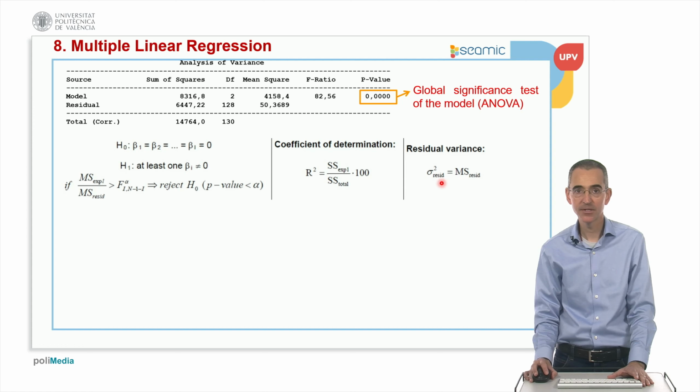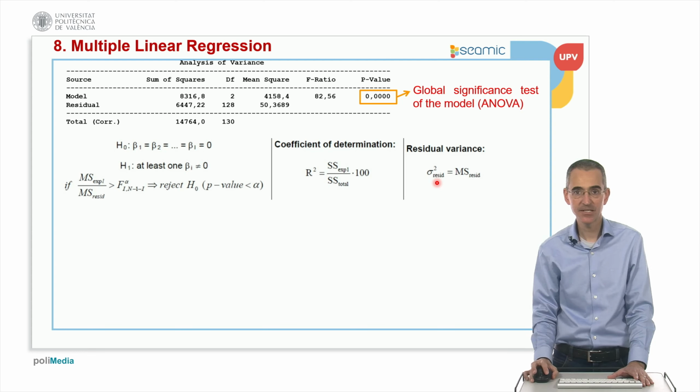Also important, the mean square of the residual, this value, is the estimated value of the variance of the residuals, which is important because in the exams sometimes this value is used, as I have also explained before. So I can compute the residuals, save the residuals, and then compute the variance of the residuals.